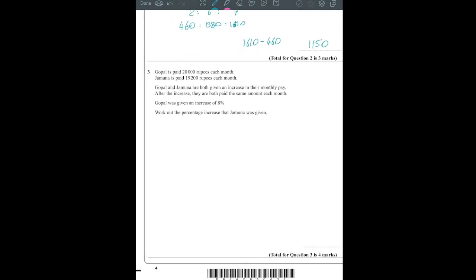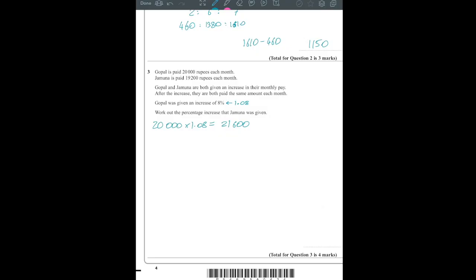More international currencies. We have 2 individuals being paid. They're both given an increase in their monthly pay. They are paid the same amount afterwards. Okay, so let's work out what that shared new pay is going to be. So we have the first character as 20,000. An increase is a 1.08 multiplier. So 20,000 multiplied by 1.08 gives the new shared salary of 21,600.